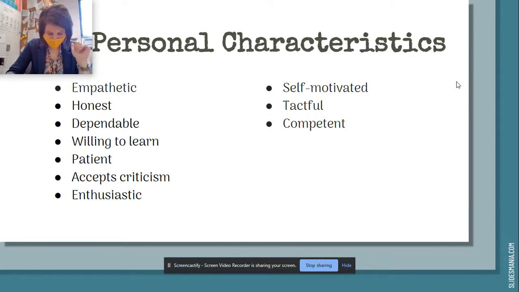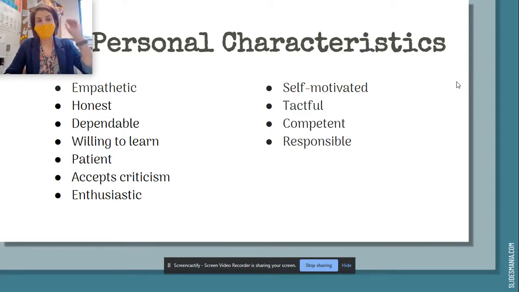Okay, moving on. So you have to be responsible. That is the ability to be trusted to do the right thing or whatever is required, and you don't have to have somebody over you saying, remember, you must do the right thing.